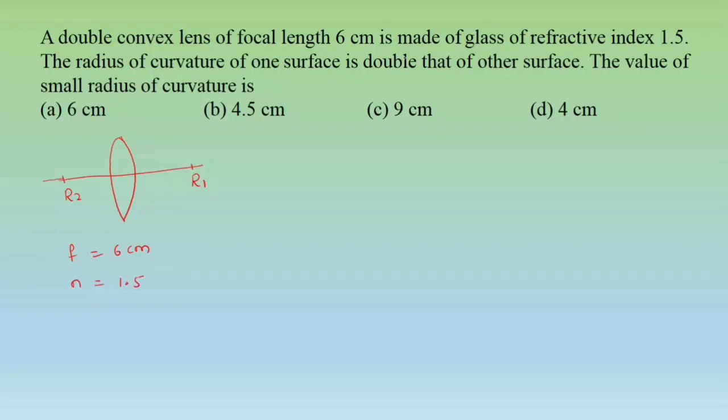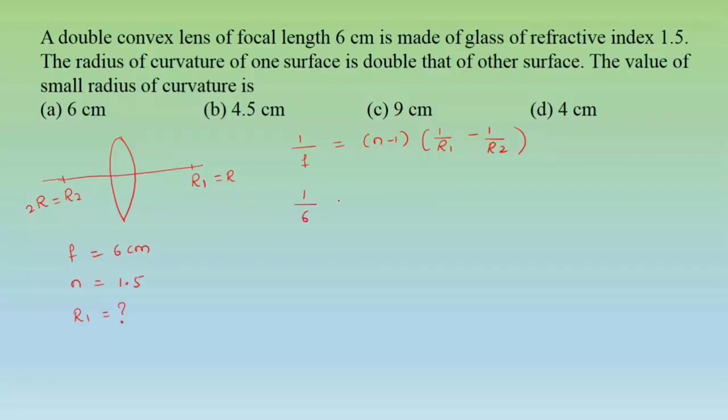The radius of curvature of one surface is double that of the other surface. That means if R1 is equal to R, then R2 is doubled, that will become 2R. Now we have to calculate the value of the small radius of curvature, that means the value of R1 or the value of R. So we know the relation between f, n and R, that is 1 by f equal to (n minus 1) into (1 by R1 minus 1 by R2).